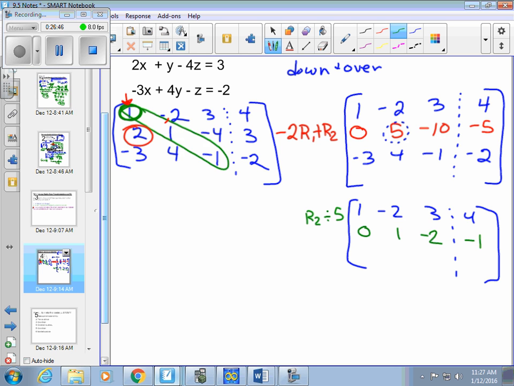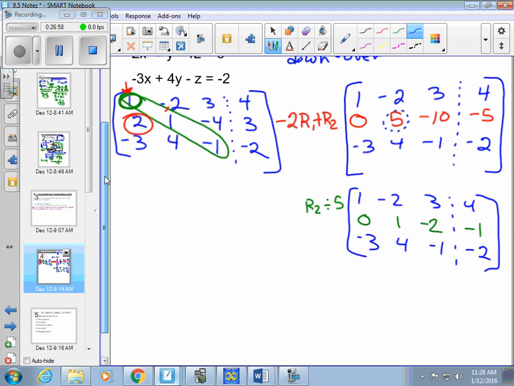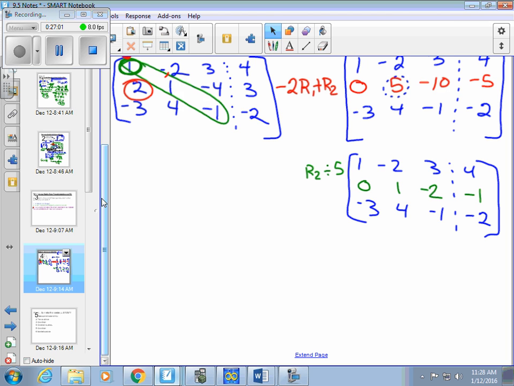I didn't change anything in the third row yet. -3, 4, -1, -2. Now, we're good here. In our main diagonal, we've got our 1s, we've got our 0. The next thing for us to do is to change that one to a 0. So in order to get this one to be a 0, if I multiply the top row by 3, 3 times row 1 plus my row 3, that's going to create a 0 in that spot that I want it to be.